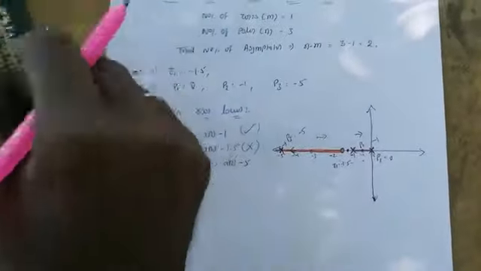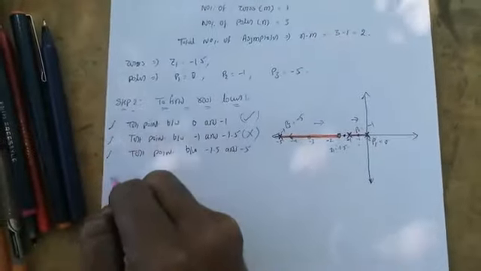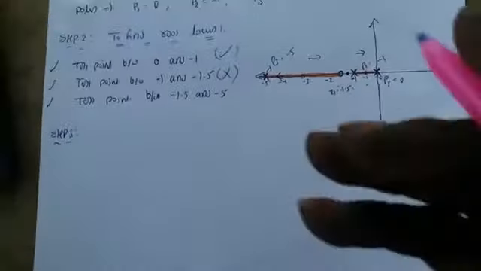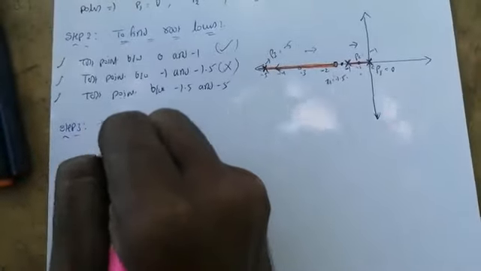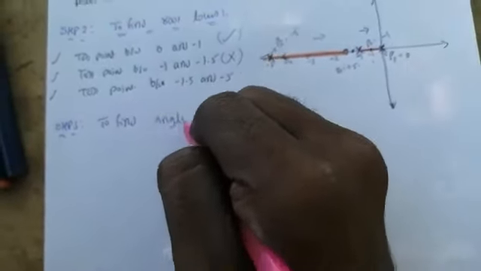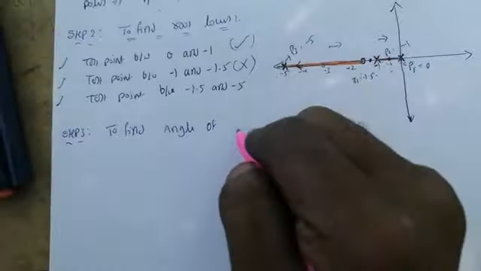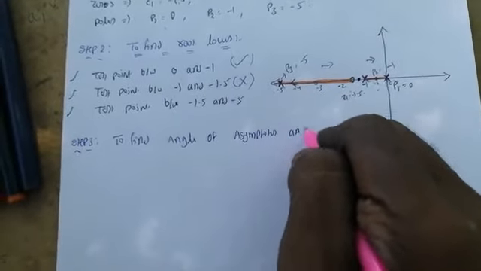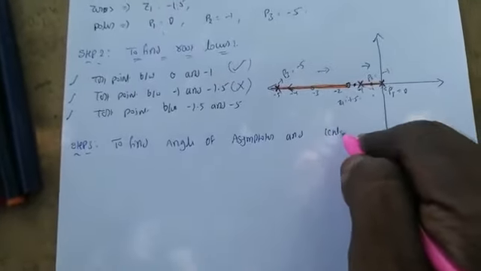Now let me move on to step 3, that is to find the angle of asymptotes and centroid.